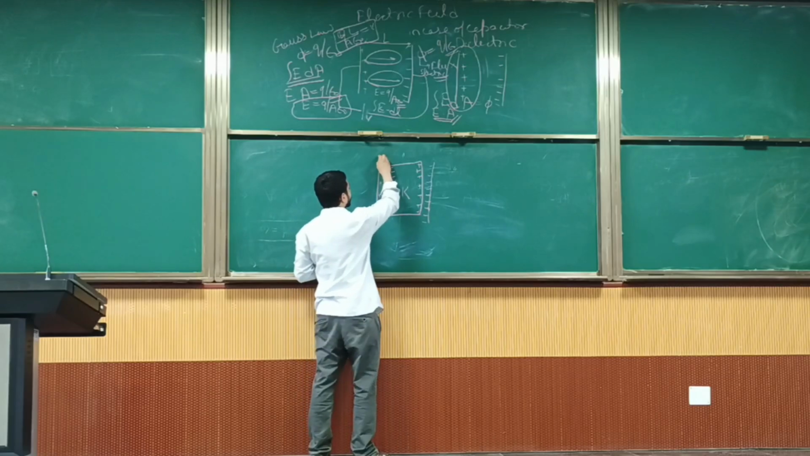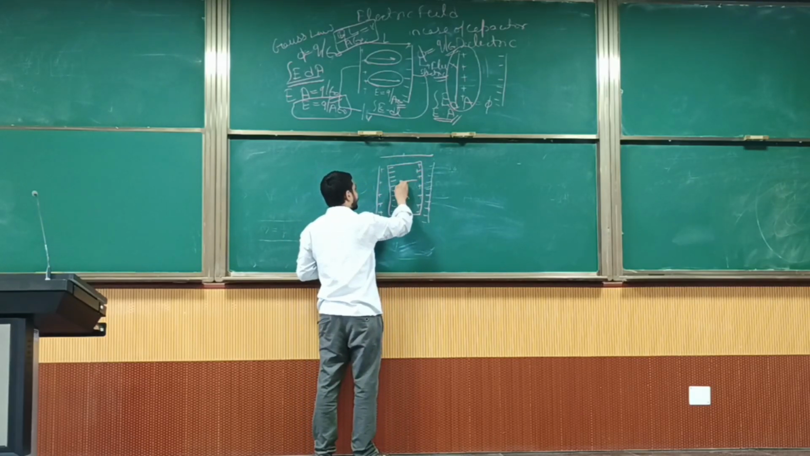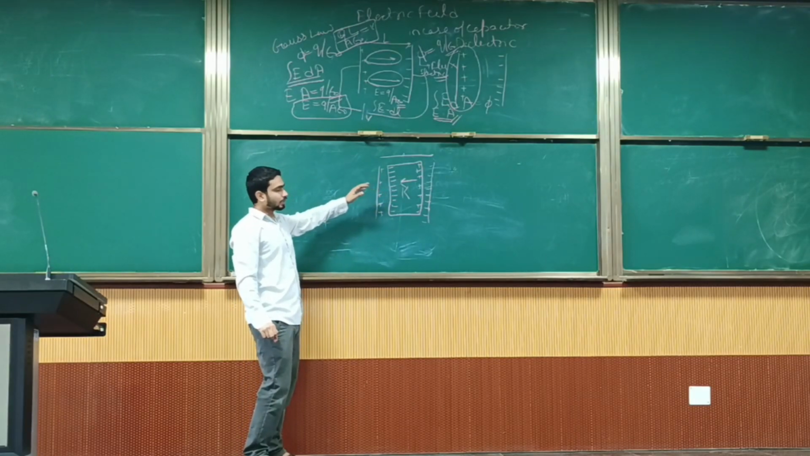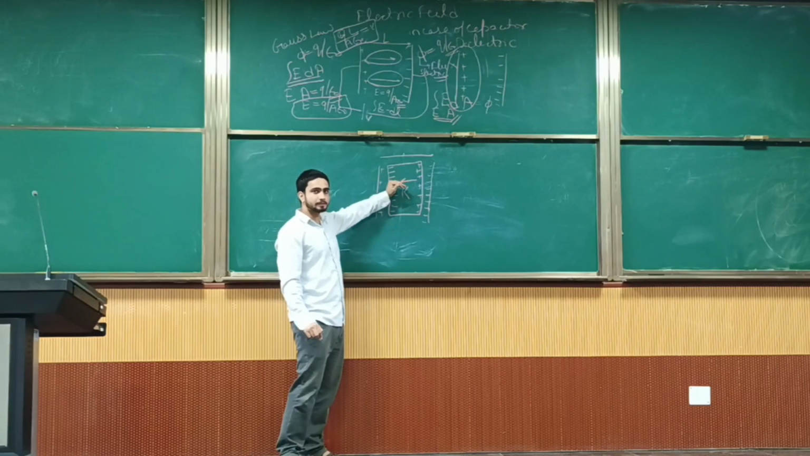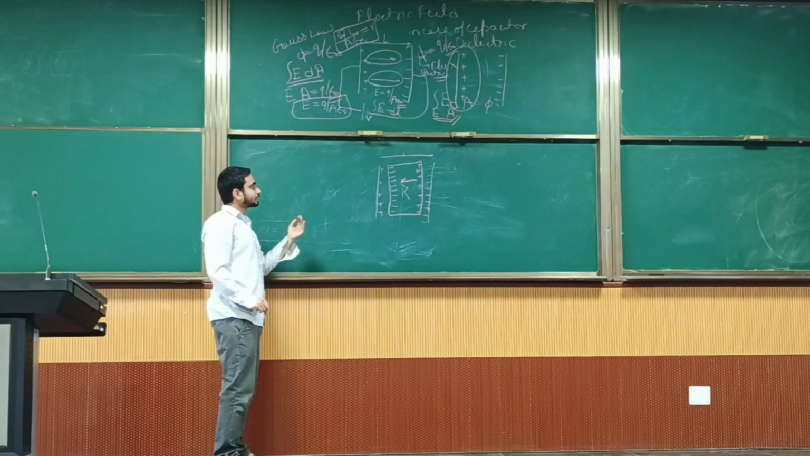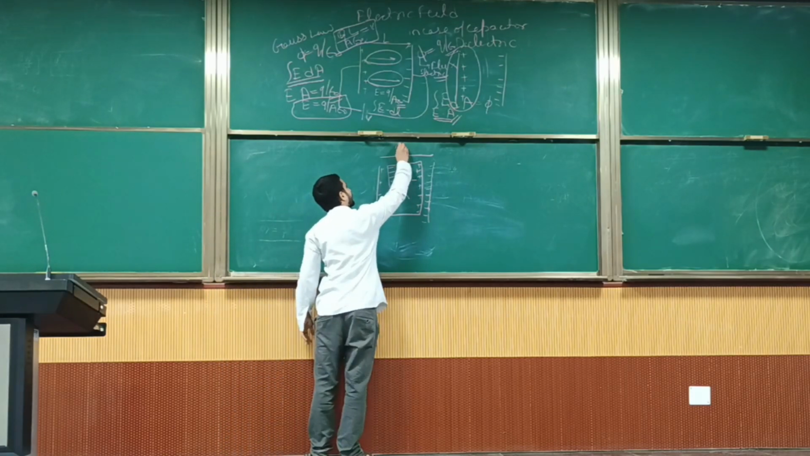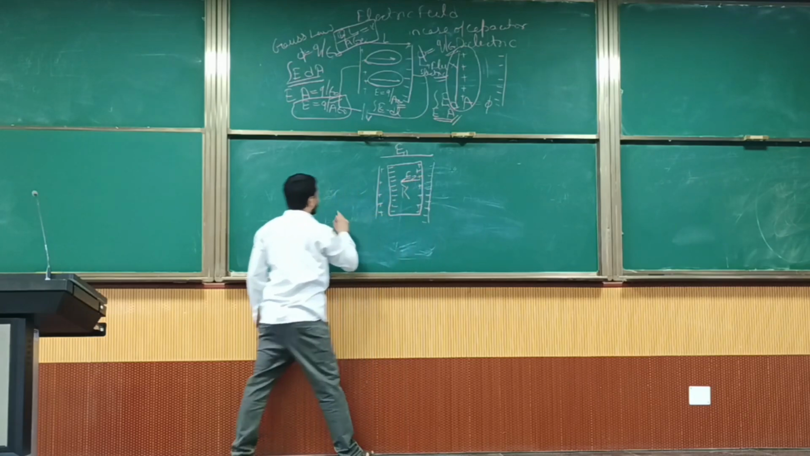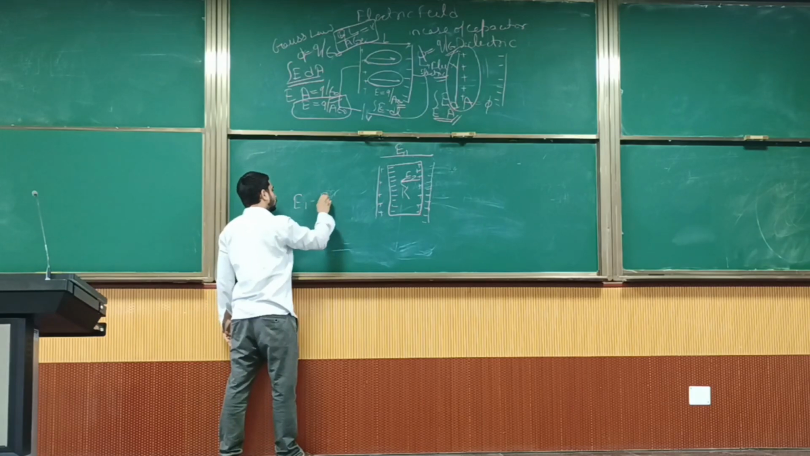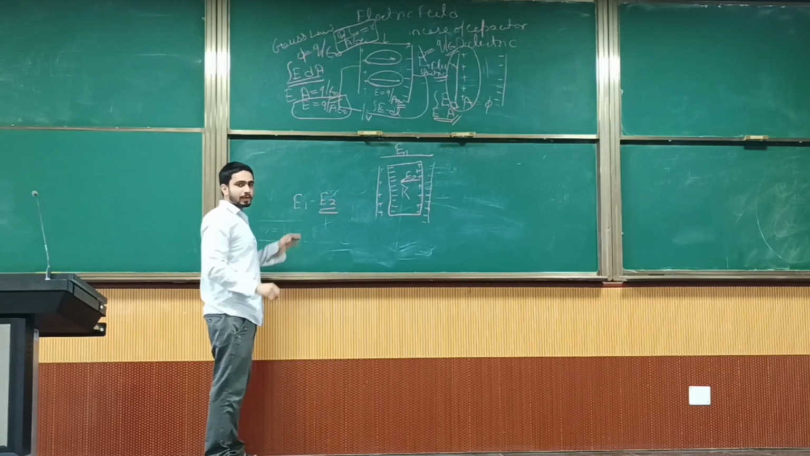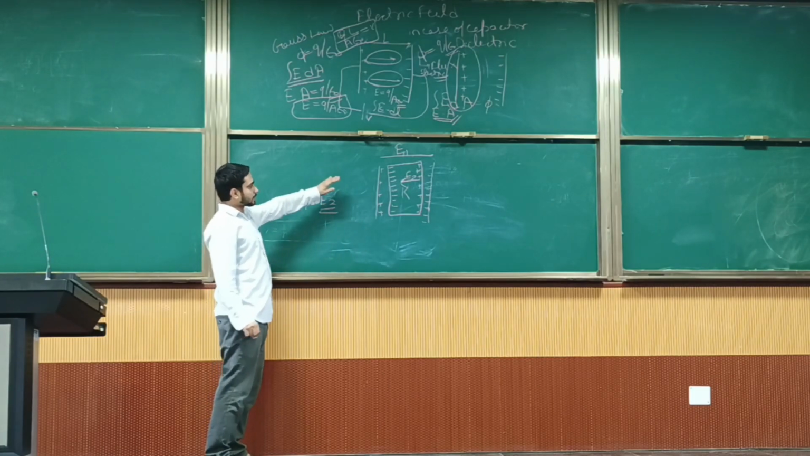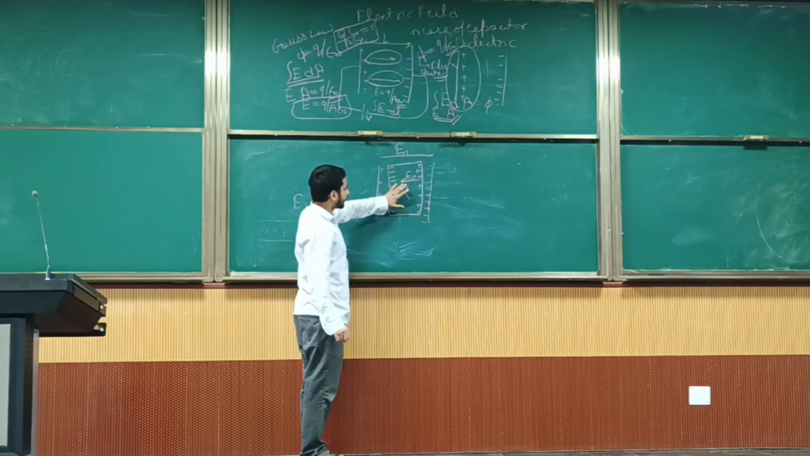In the capacitor the electric field was from positive to negative like this, but in the case of the dielectric the electric field will be in the opposite direction. Suppose this electric field is E1 and this electric field is E2. The net electric field inside this dielectric will be E1 minus E2, which is the net electric field between the capacitor plates having a dielectric of K.